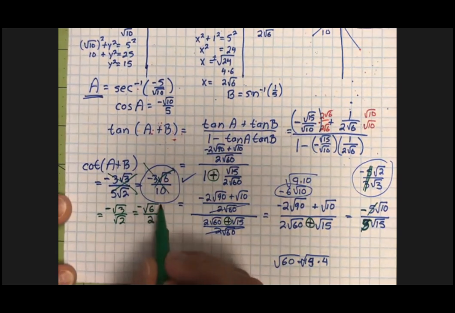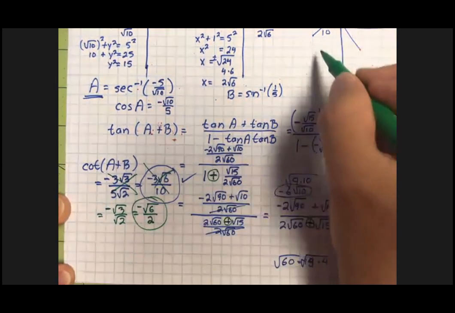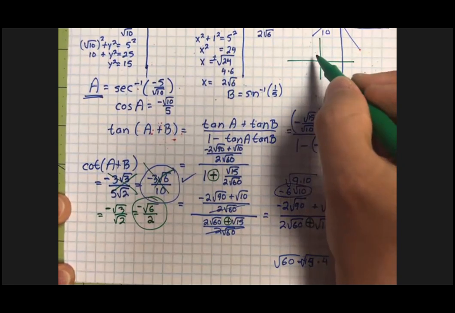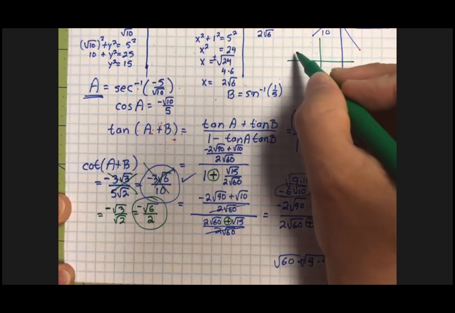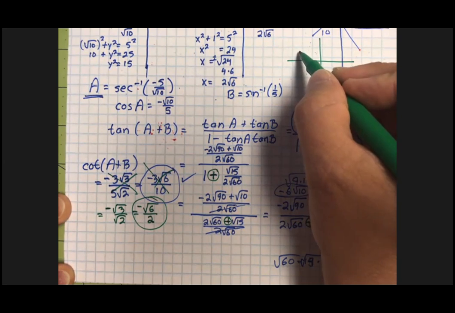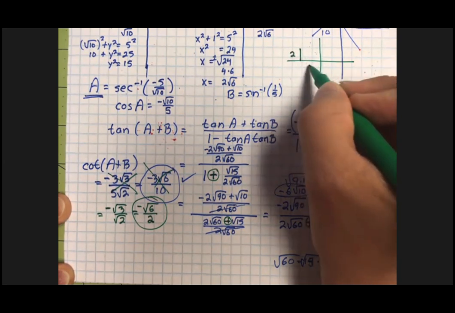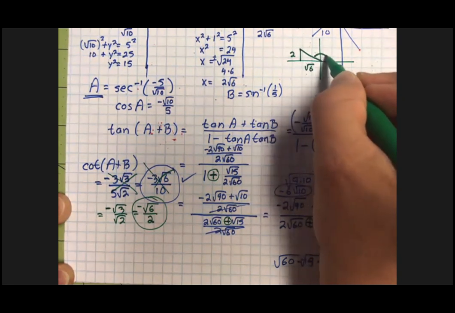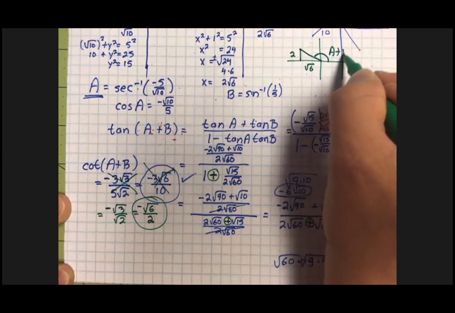So this is minus root 6 over 2, so if I were to draw that carefully, tangent is 2 over root 6. Cotangent is root 6 over 2. So this will be 2, root 6. And there will be the angle A plus B.